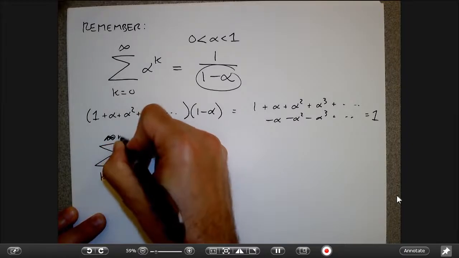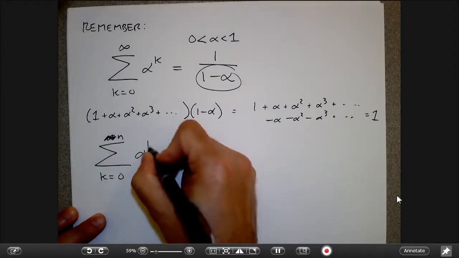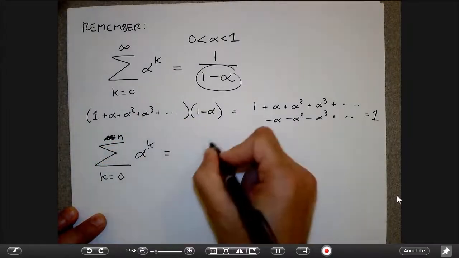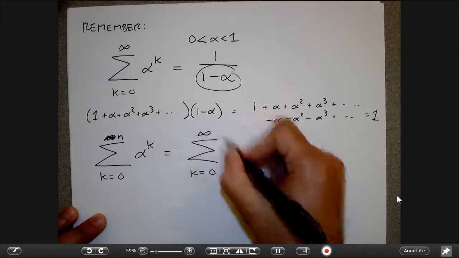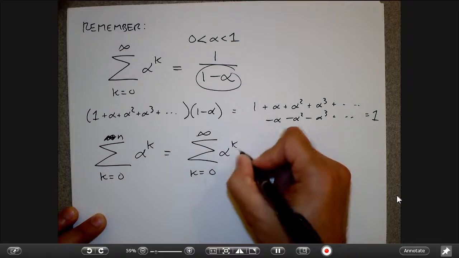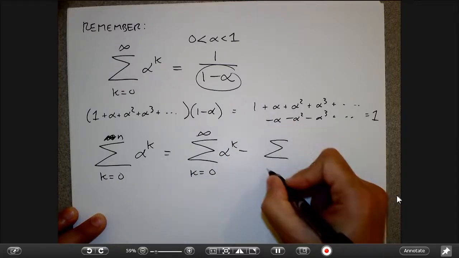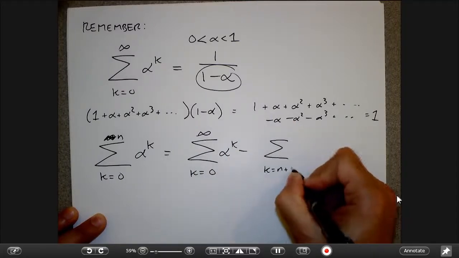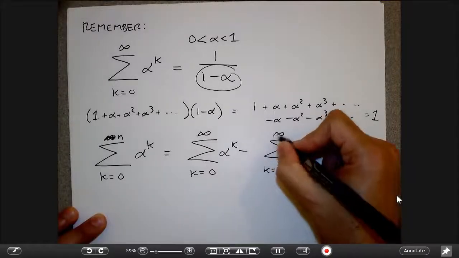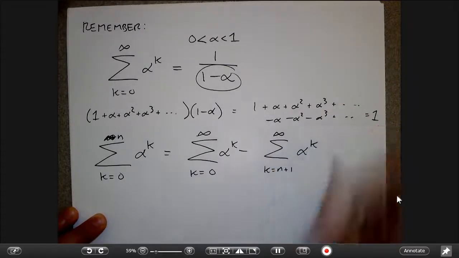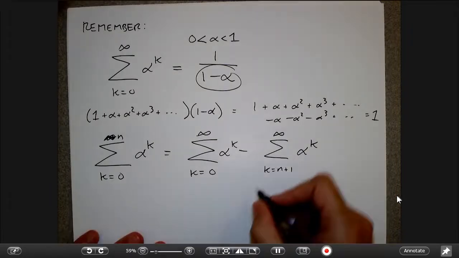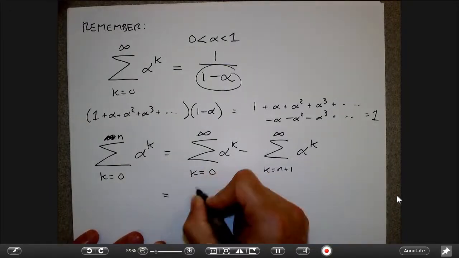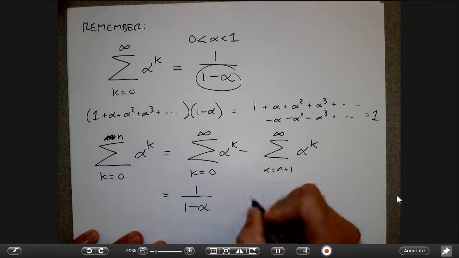Okay, if I want to only sum up to n, one way to think about this is it's like saying, what if I were to sum up to infinity and then subtract off the sum that starts at n plus 1 and goes to infinity? That's like saying, just give me the first n plus 1 terms of the sequence. And I already know this is 1 over 1 minus alpha.